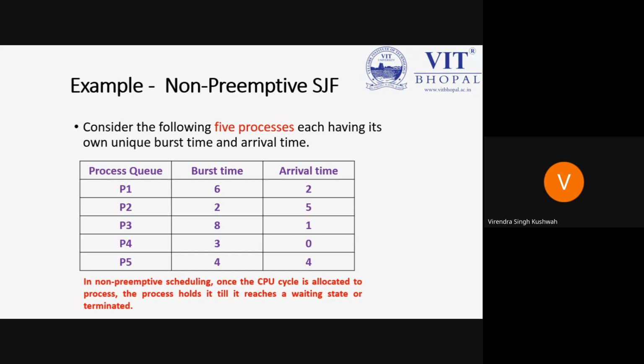So we have to keep the statement in our mind why we are choosing. The process P4 arrives and starts its execution in our Gantt chart.